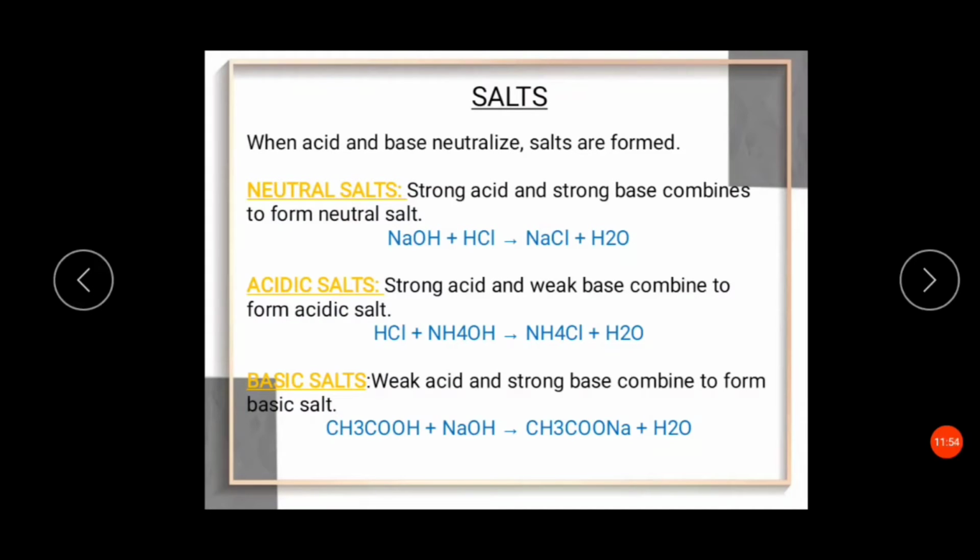Basic salts are formed when a weak acid and a strong base combine together. The weak acid here is acetic acid, and the strong base is sodium hydroxide. So the salt which is formed here is sodium acetate. This is a basic salt.